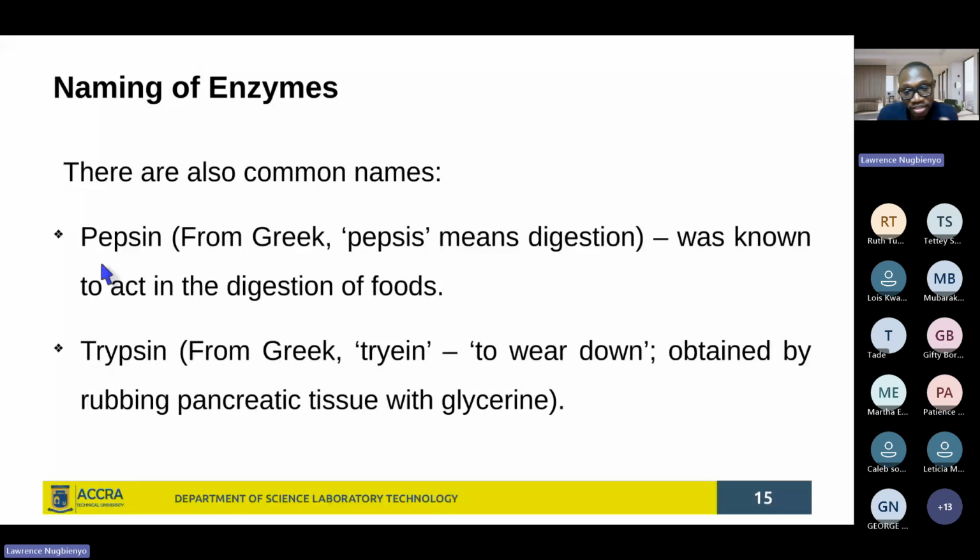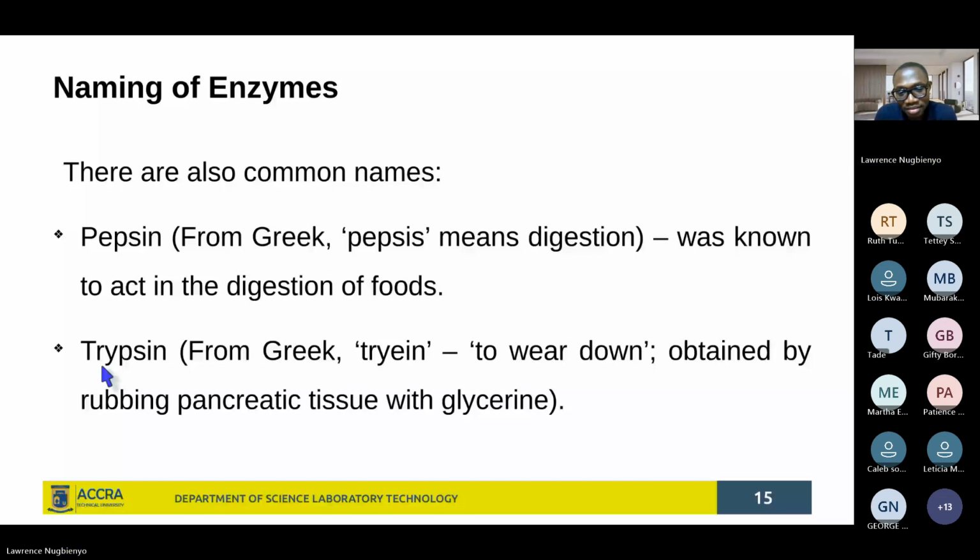And this is just because this is one of the first enzymes that was extracted, and it was extracted from digestive juice. So it's been known to be involved in digestion. And the Greek word for digestion is pepsis. So the name pepsin came from that word pepsis, to tell that the enzyme is involved in the digestion of foods. Another common name is trypsin.